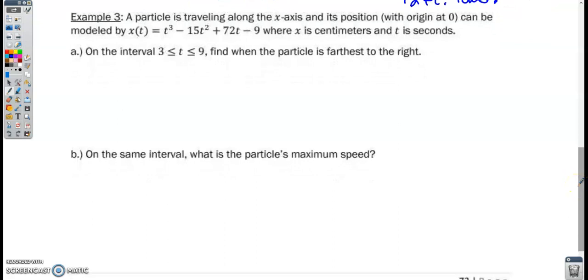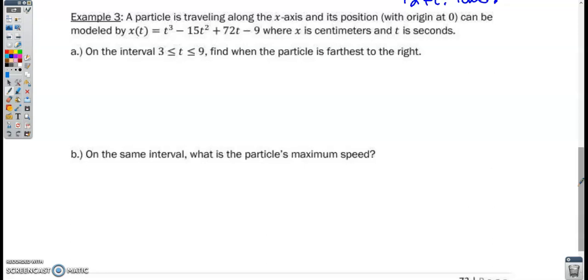A particle is traveling along the x-axis and its position, with origin at 0, can be modeled by x of t equals t cubed minus 15t squared plus 72t minus 9, where x is in centimeters and t is in seconds. Part A, on the interval from 3 to 9, find when the particle is farthest to the right.